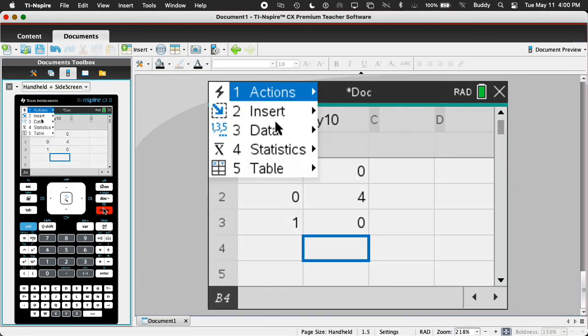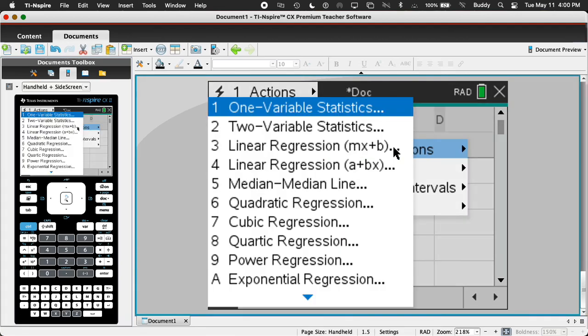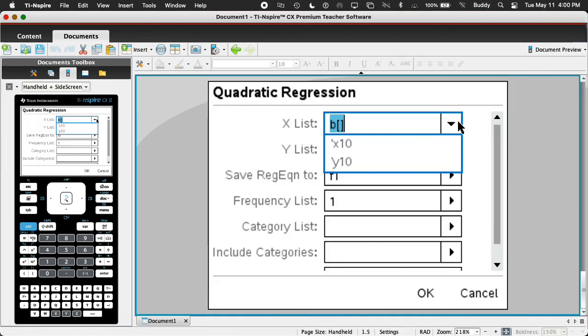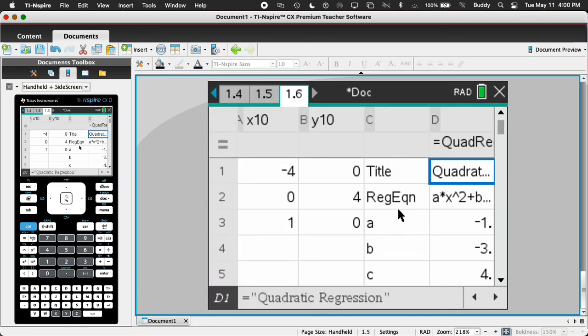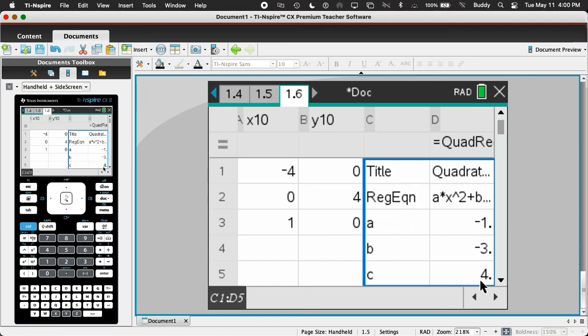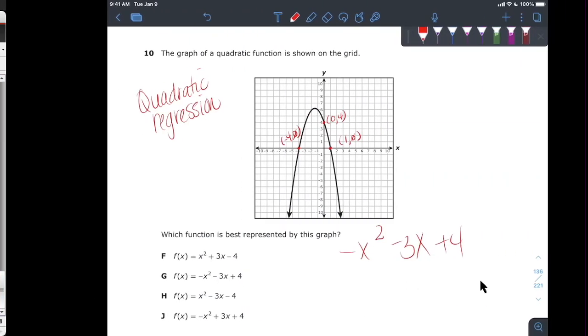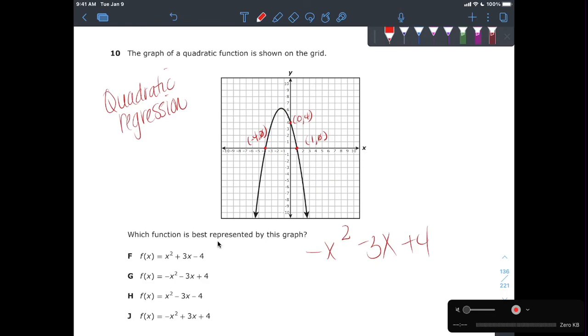Now I can go ahead and run my quadratic regression. I'm going to select my x's, select my y's. I'm going to rename my function just in case I need it later. And here is my equation. So negative x squared minus 3x plus 4. Let me head back over here and compare these. And it looks like the only answer choice that matches is going to be answer choice G.